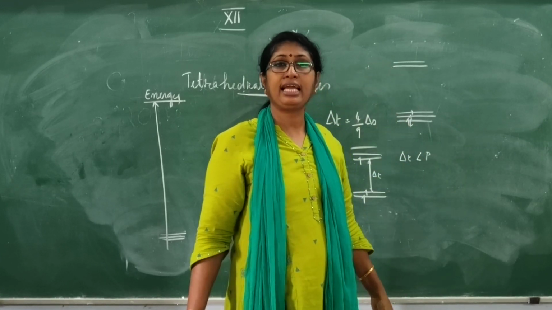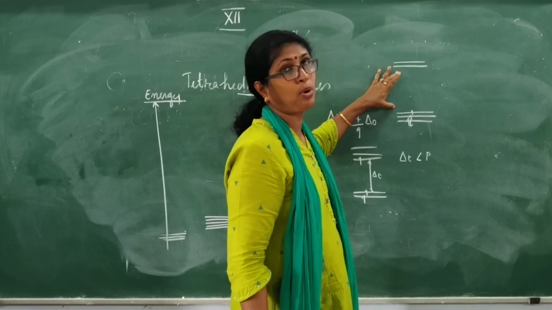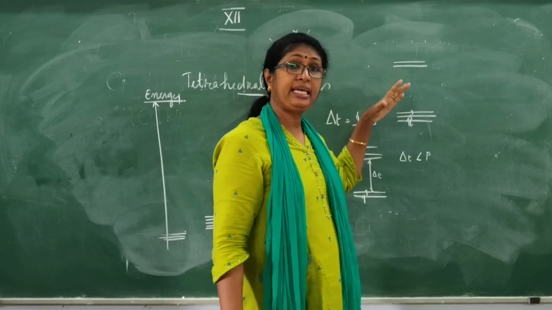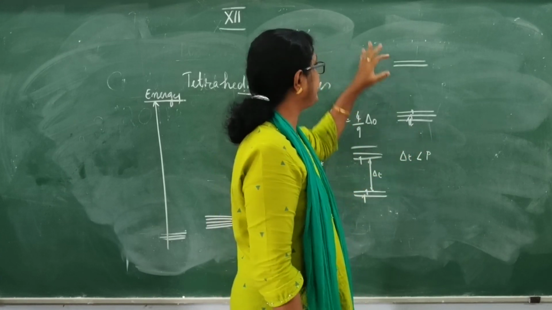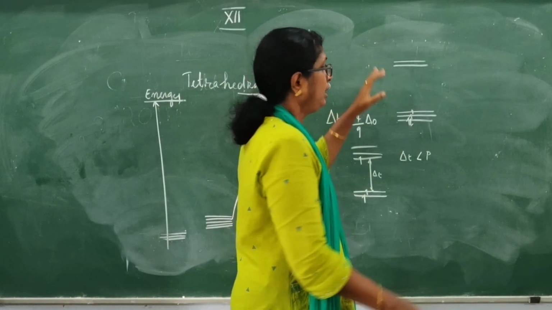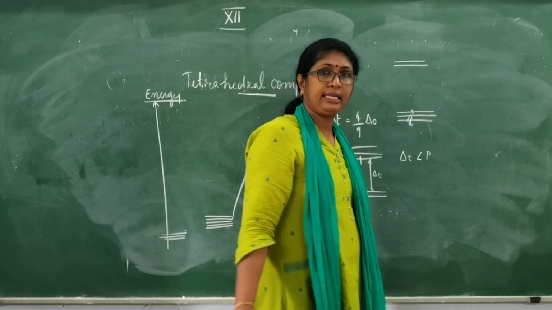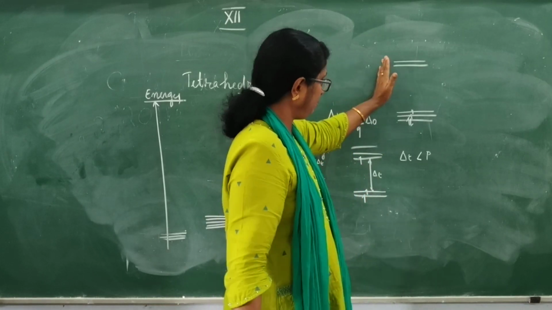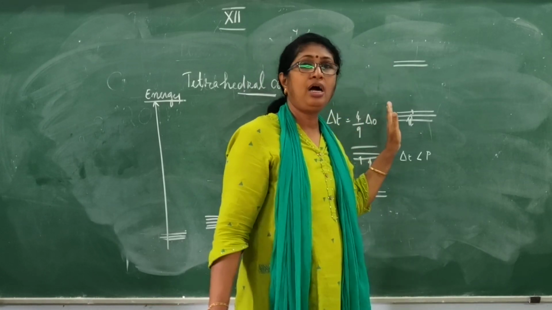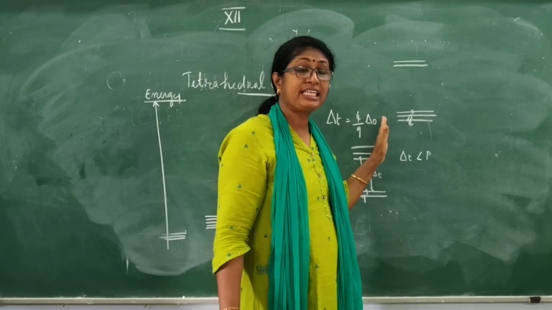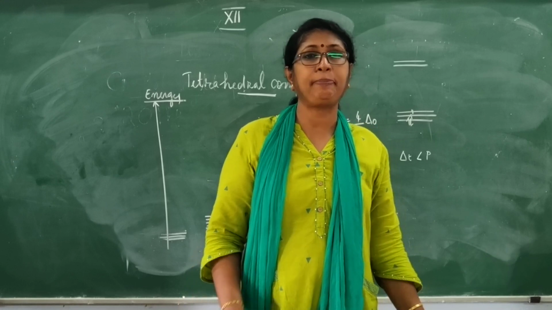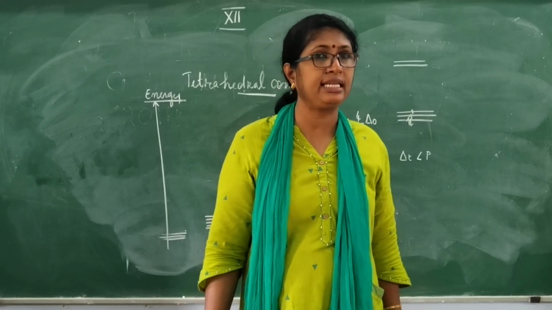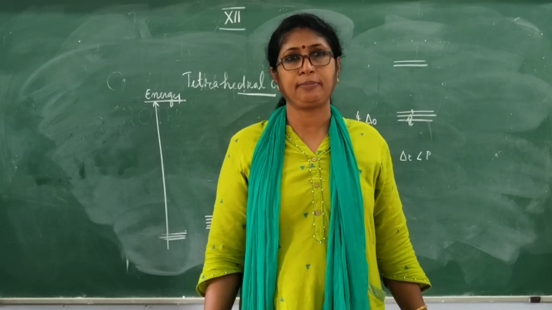Now for fluoride ion and others, the splitting is very small. So pairing energy will be greater than splitting energy, and therefore pairing will not take place. The electrons will go to the Eg orbitals. Understood? So this is how it is. CFT explains why for certain ligands pairing is taking place and for certain ligands pairing is not taking place.